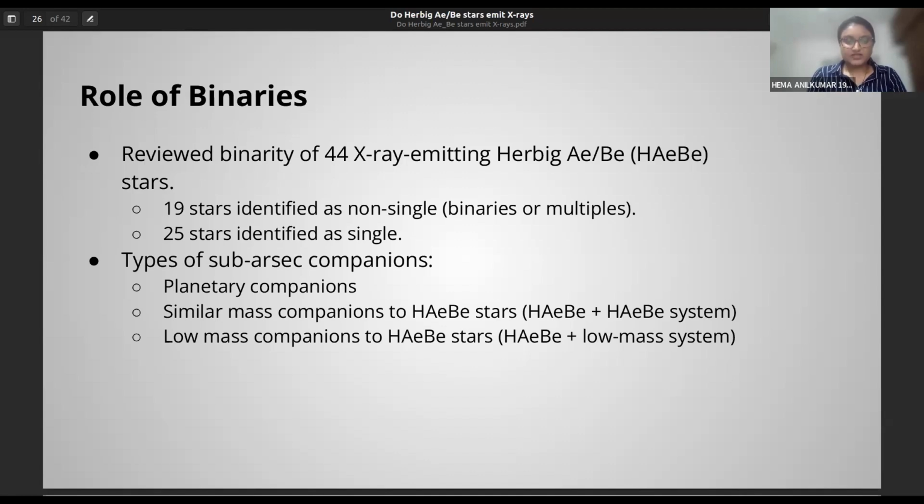Now we'll discuss the various types of companions that we observed in our sample. The first is the planetary companions.